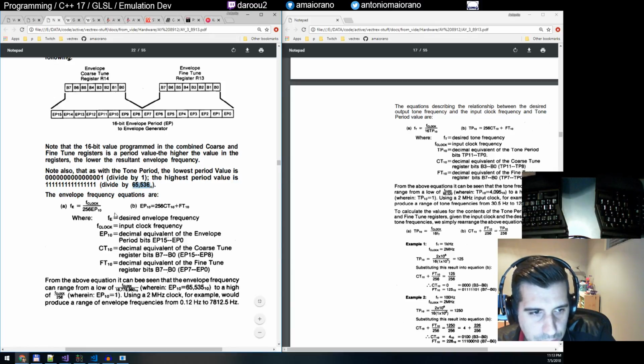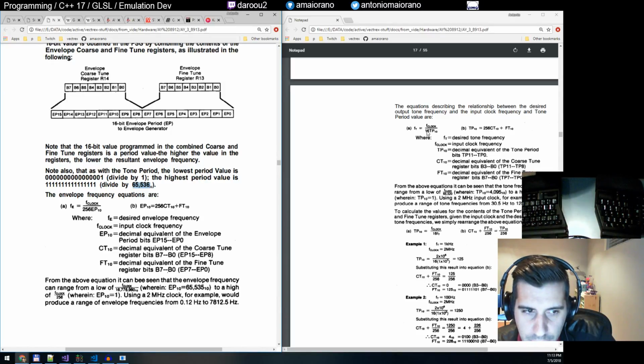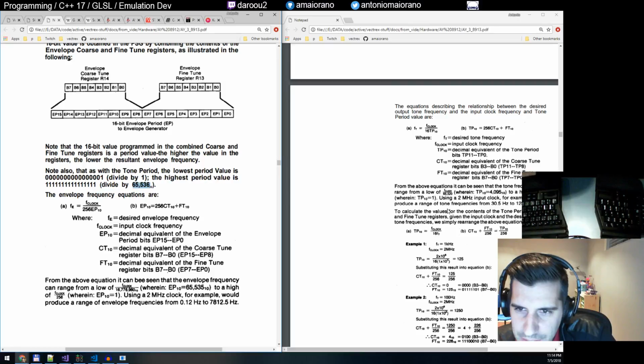Yeah, they really do make this distinction of 256 here versus the 16 over here. But then when they show the equation in terms of the TP10 here, they wrote 256 CT plus FT10. This probably should have been 16 according to, you know, math.